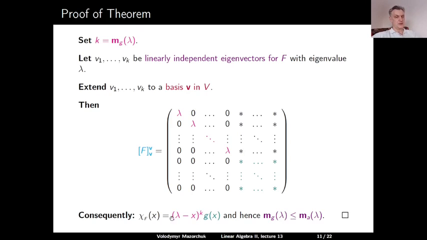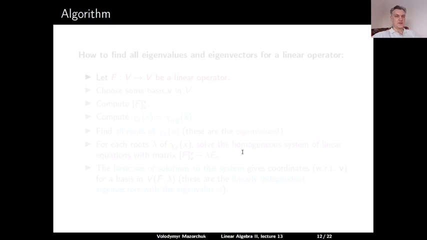But in particular, we see that the characteristic polynomial of f is divisible by (lambda minus x) to the power k. So the geometric multiplicity of lambda, which is k, is not greater than the algebraic multiplicity of lambda, which can be bigger if g of x is divisible by lambda minus x. So now we can formulate the algorithm for how to look for eigenvalues and eigenvectors for a linear operator.